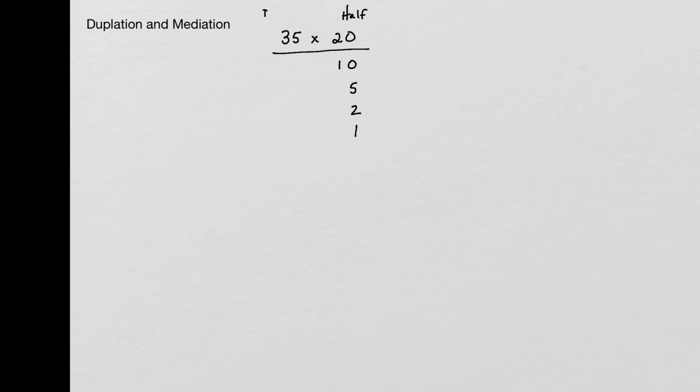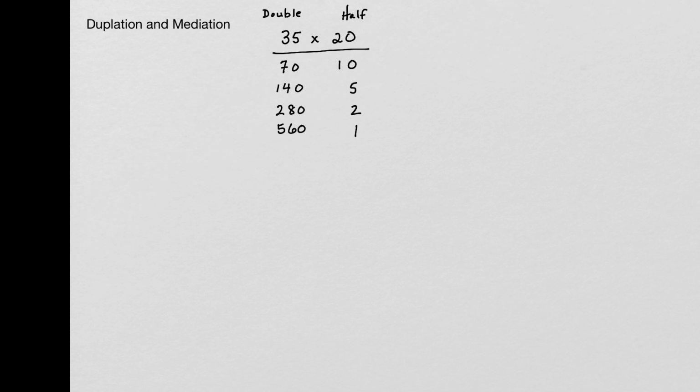And now I'm going to double the other column. So double 35 is 70. Double that is 140. Double that is 280. And double that is 560.